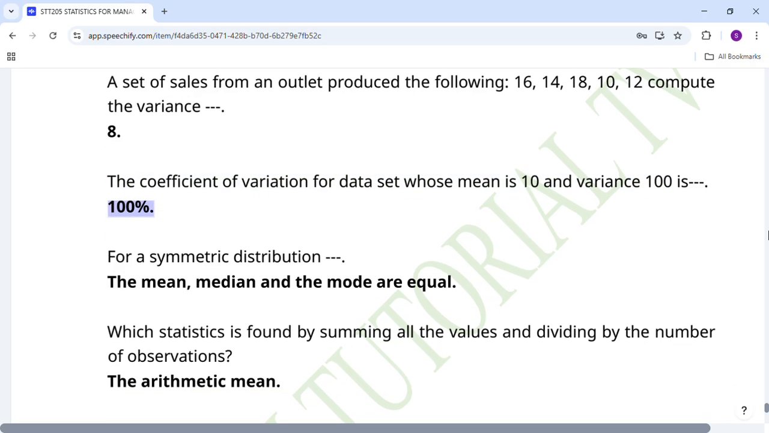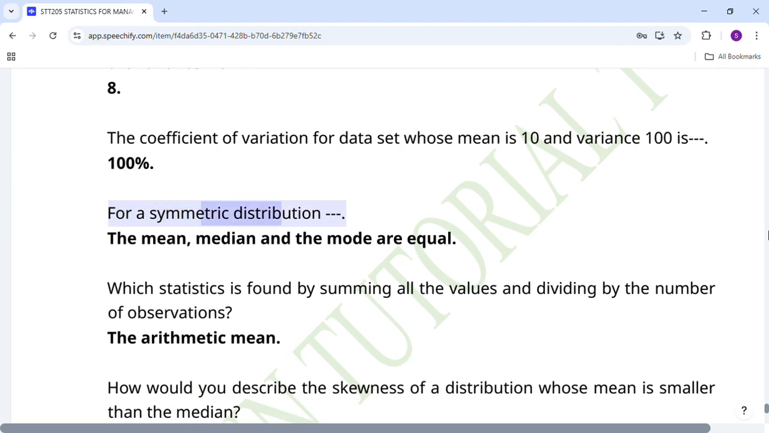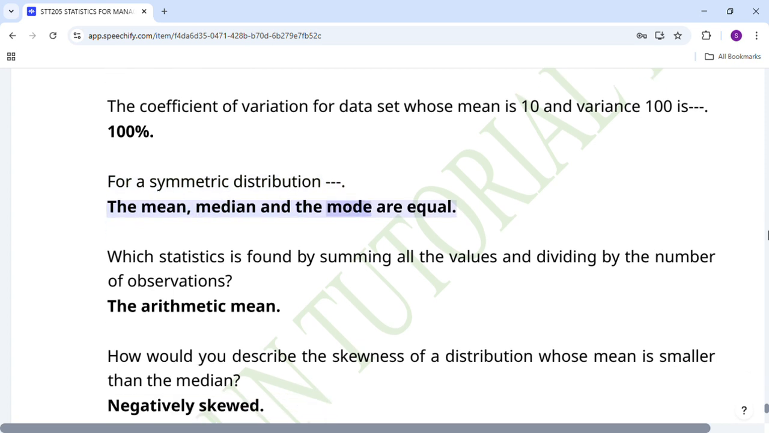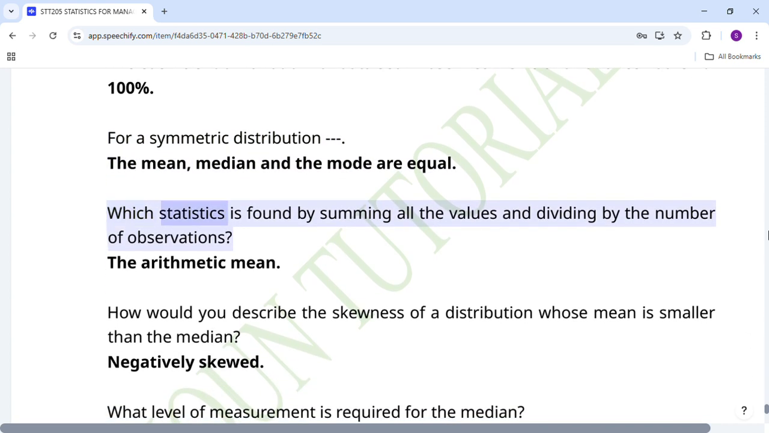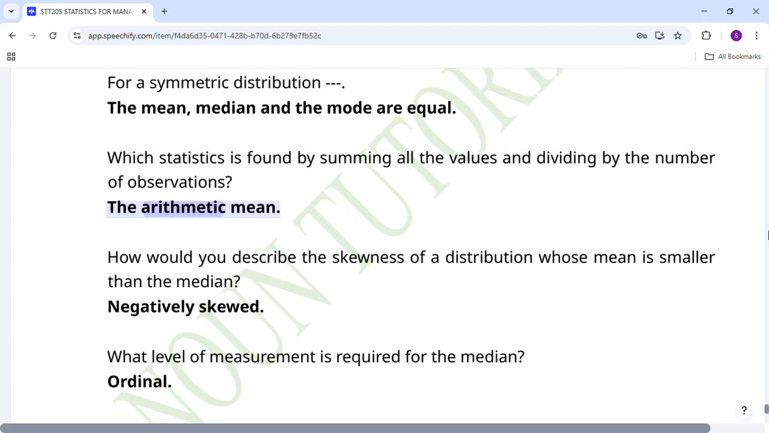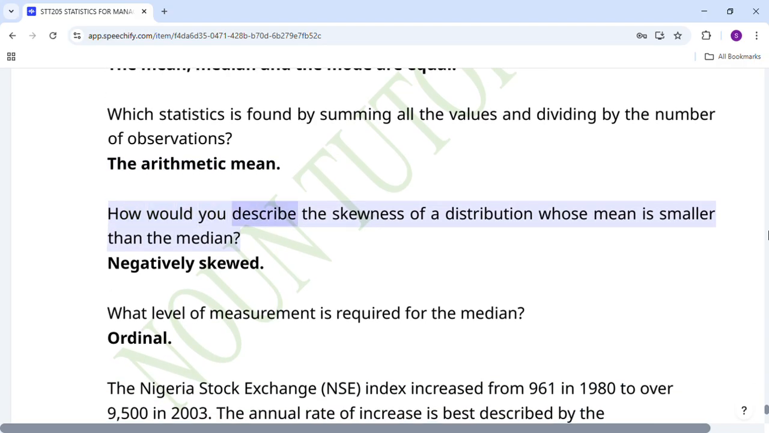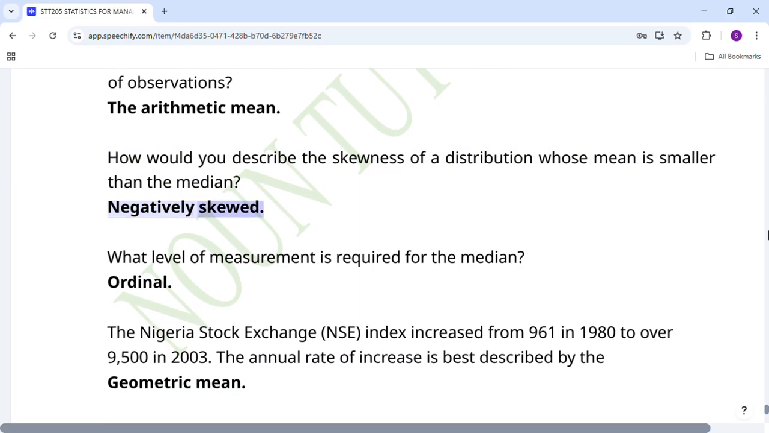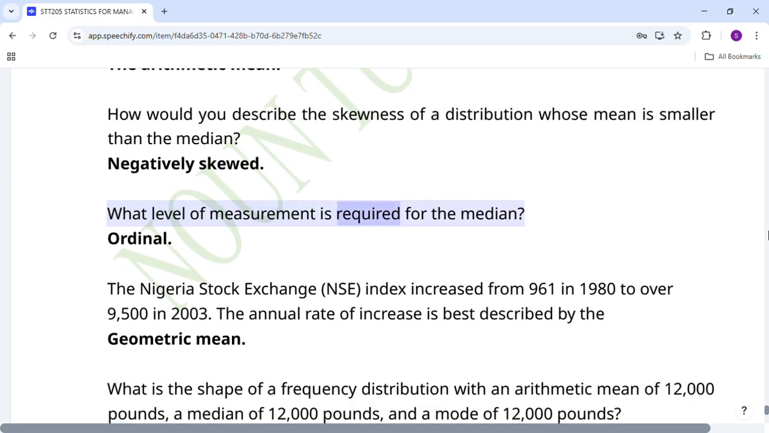100%. For a symmetric distribution, the mean, median and the mode are equal. Which statistic is found by summing all the values and dividing by the number of observations? The arithmetic mean. How would you describe the skewness of a distribution whose mean is smaller than the median? Negatively skewed. What level of measurement is required for the median? Ordinal.